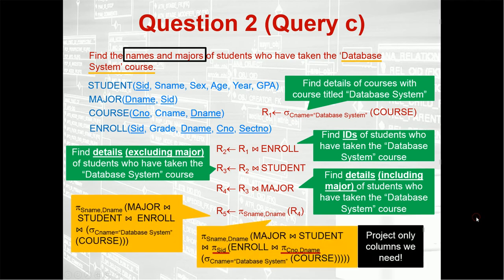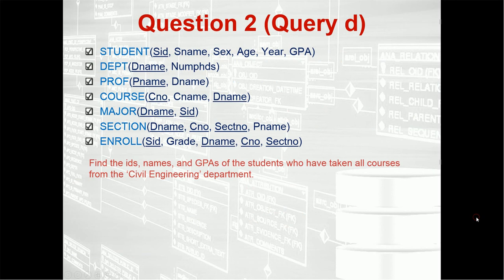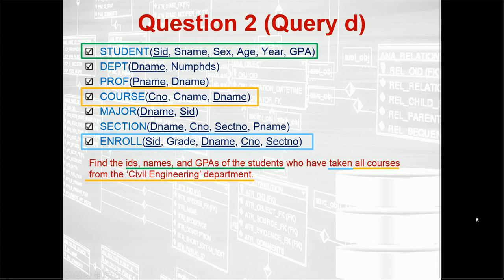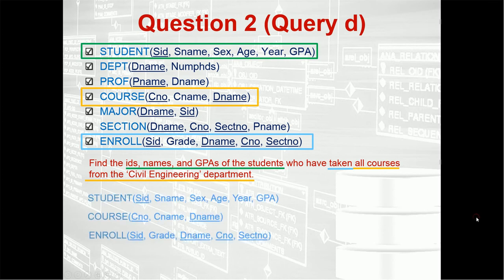We now move on to the last part of question 2. Please press pause at this point if you need time to attempt this question. We need the student relation to identify the IDs, names, and GPAs of the students. The course information from the Civil Engineering Department can be found using course relation. Similar to the previous question, the enroll relation is required to link up student and course.